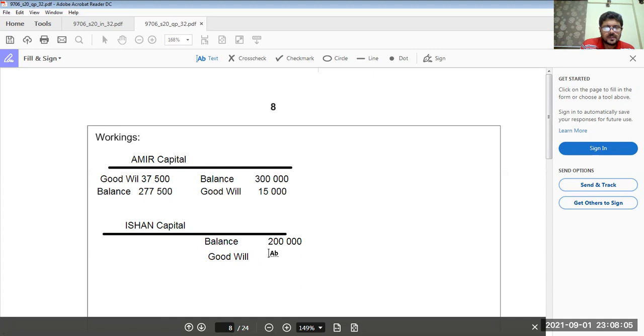Now goodwill given to him: out of the 25,000 goodwill, he gets 10,000. Now the goodwill reduced will be how much? 75,000 multiplied by 2 divided by 6. Answer is 25,000. And his capital would be 210,000 minus 45,000, so his capital would appear in the balance sheet as 105,000.